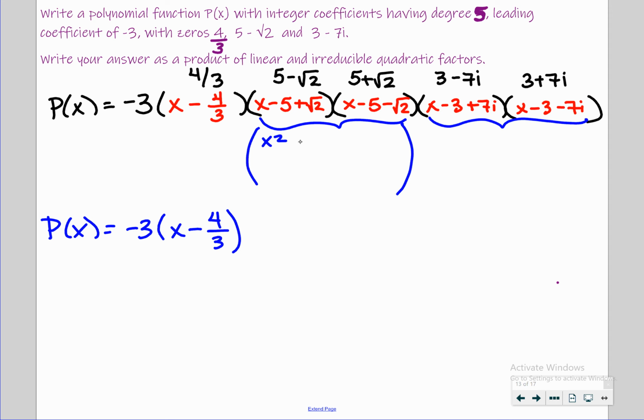That's an x squared minus 5x minus x rad 2. Negative 5 times everything in the second parentheses is negative 5x, positive 25, and then positive 5 rad 2.